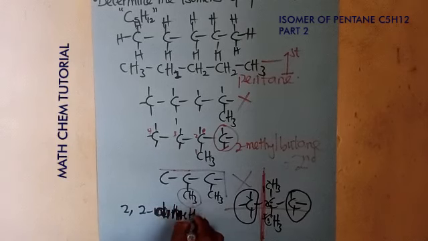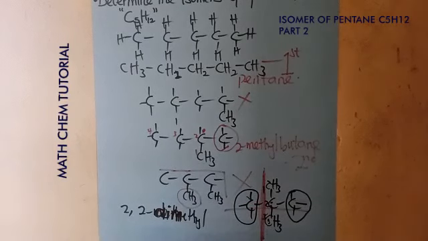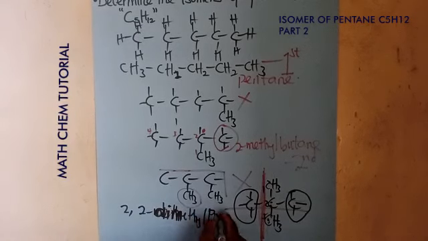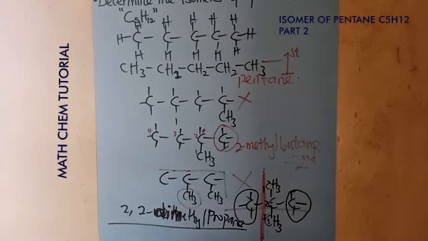2 dimethyl, because methyl is 2. Di, the prefix. 2 dimethyl propane. 2 dimethyl propane. So that is the name of this particular structure. 2 dimethyl propane. So now you can see that we now have 3 different names.